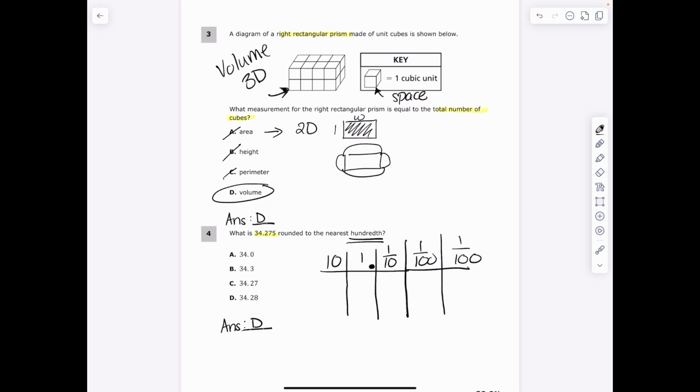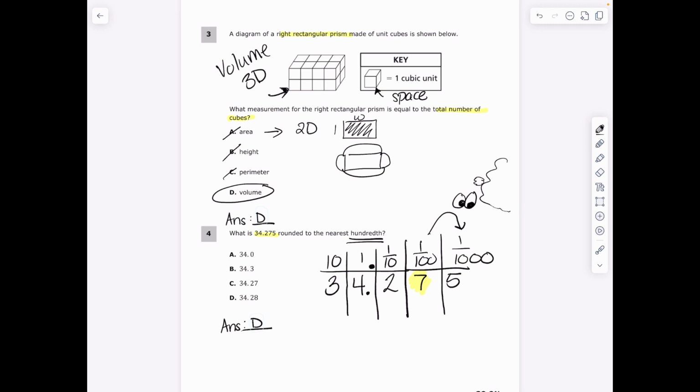So here's my number, 34 and 275 thousandths, because it goes to the thousandths place. Should have made that 1 out of 1,000. Okay, so here's the number that's in the hundredths place. It's a 7. I'm going to look at its buddy to the right. So you're going to always look to the right side. You're going to look at that number.